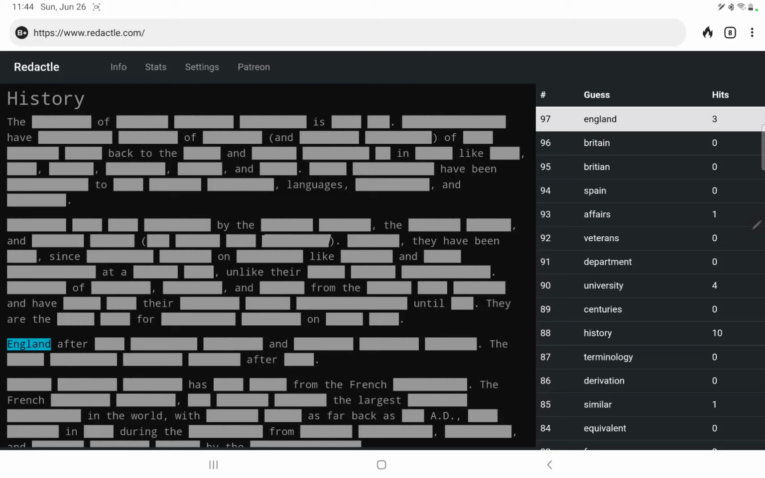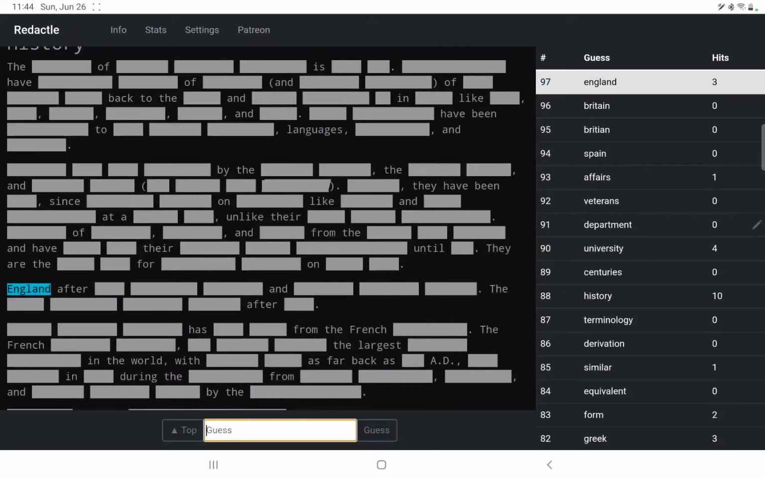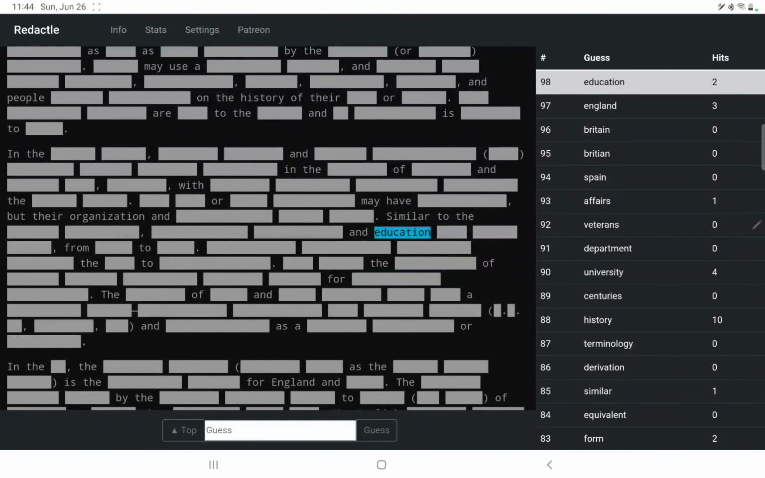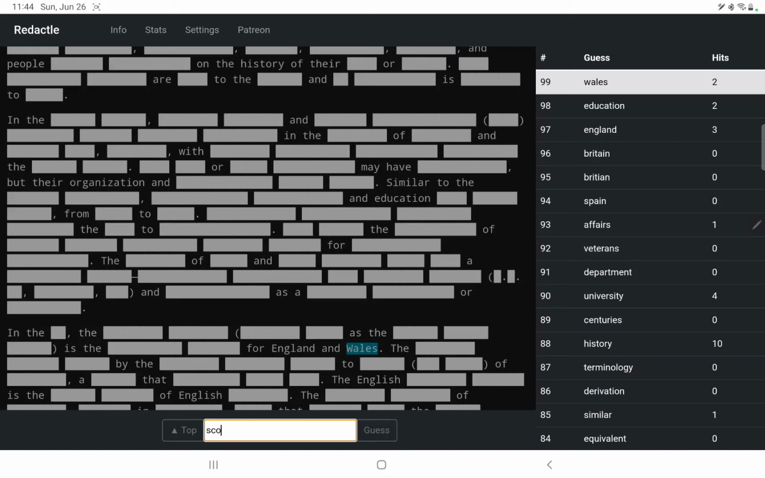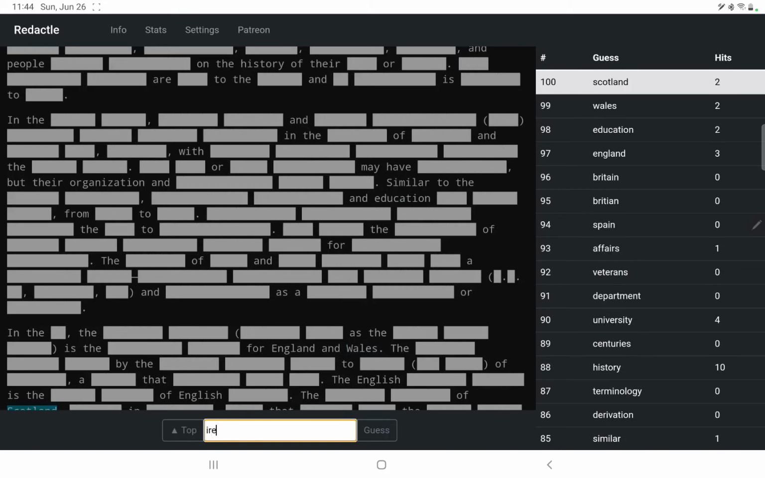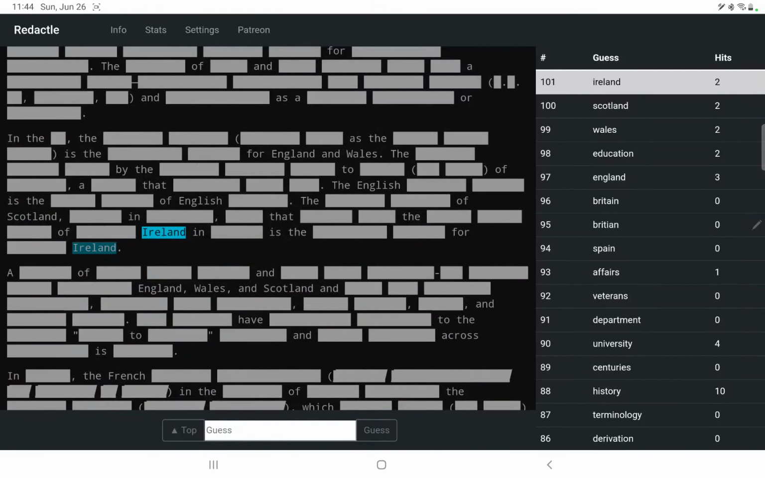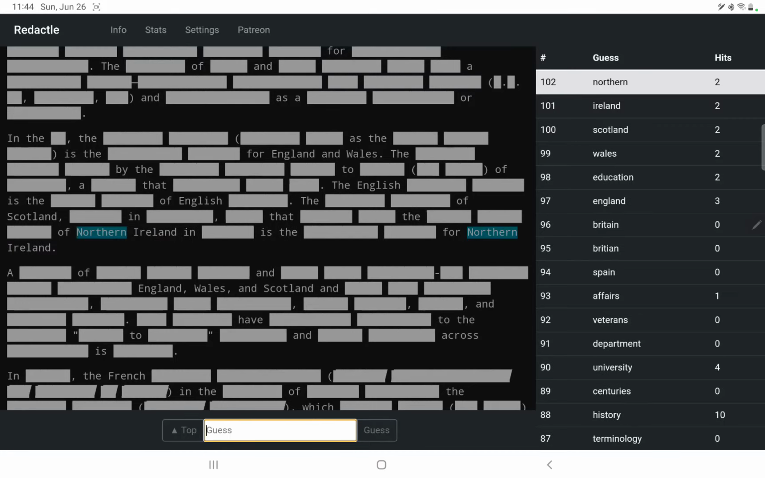So the mention of languages in that first paragraph, it's in a list. That's, I think, what made me think of university or education. Let's try education, two educations. Is there something for England and Wales? Yeah, let's try Scotland and Ireland. Okay. Of something Ireland, let's try Northern. Yeah.